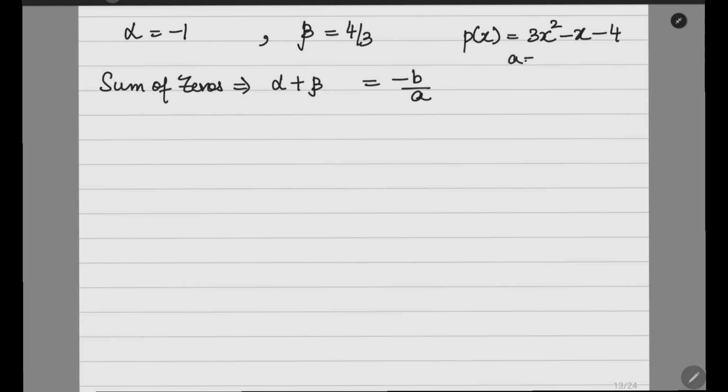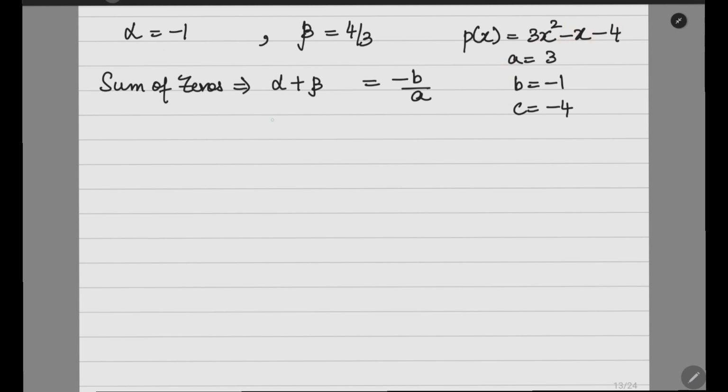Let us write what is a, b and c from the given polynomial. What is a? It's 3. What is b? Minus 1. And what is c? It is minus 4. So remember, a is the coefficient of x square, b is the coefficient of x, and the constant is nothing but c. Now you just have to use alpha and beta.